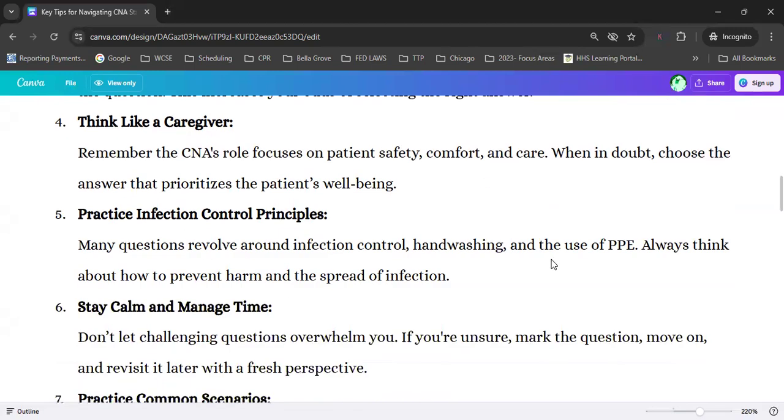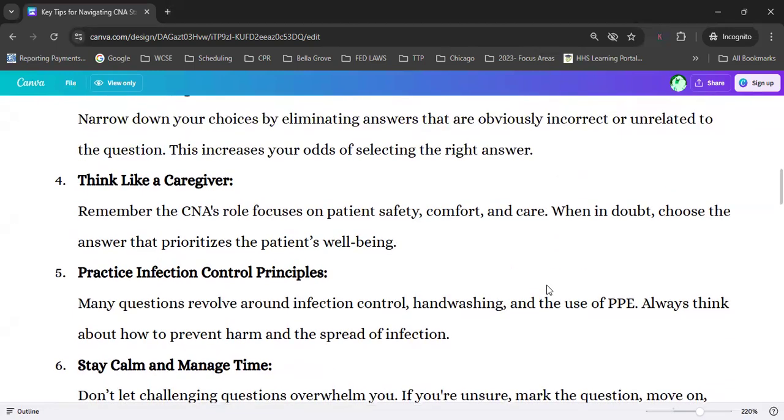Number 4, think like a caregiver. You're like, duh, Miss Laura, what do you mean? You don't want to go in there thinking like a nurse. You don't want to answer the question thinking like a doctor. When I went to nursing school, one of the key lessons I had to learn in my first semester was that I could not think like a CNA or medication aide any longer. I had to think like a nurse. We have a different scope, a different role, and we're responsible for different things.